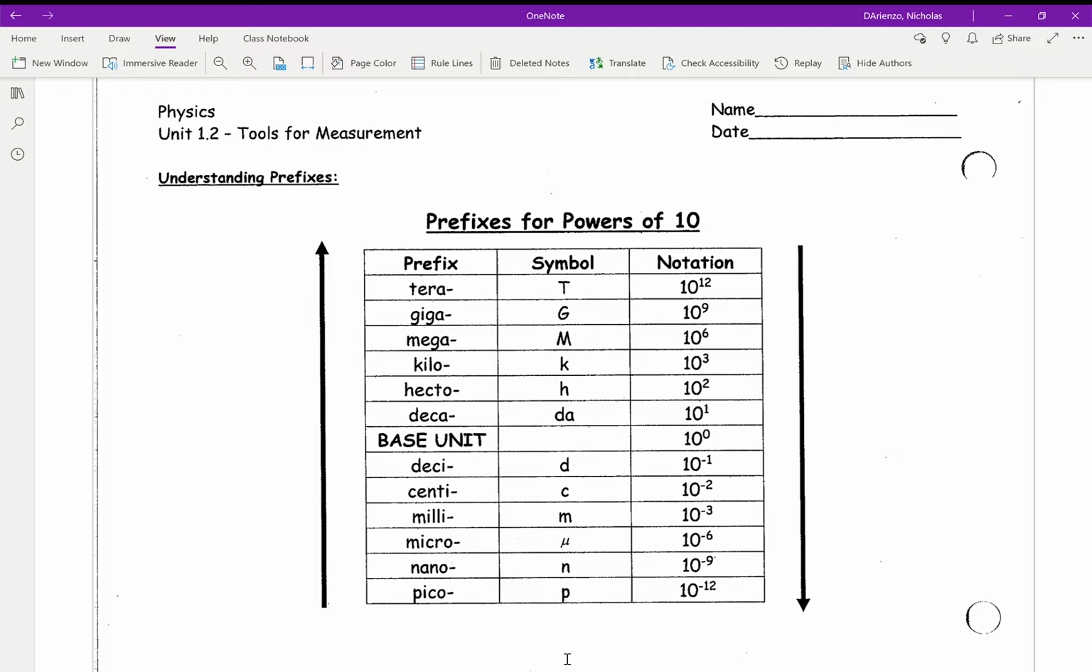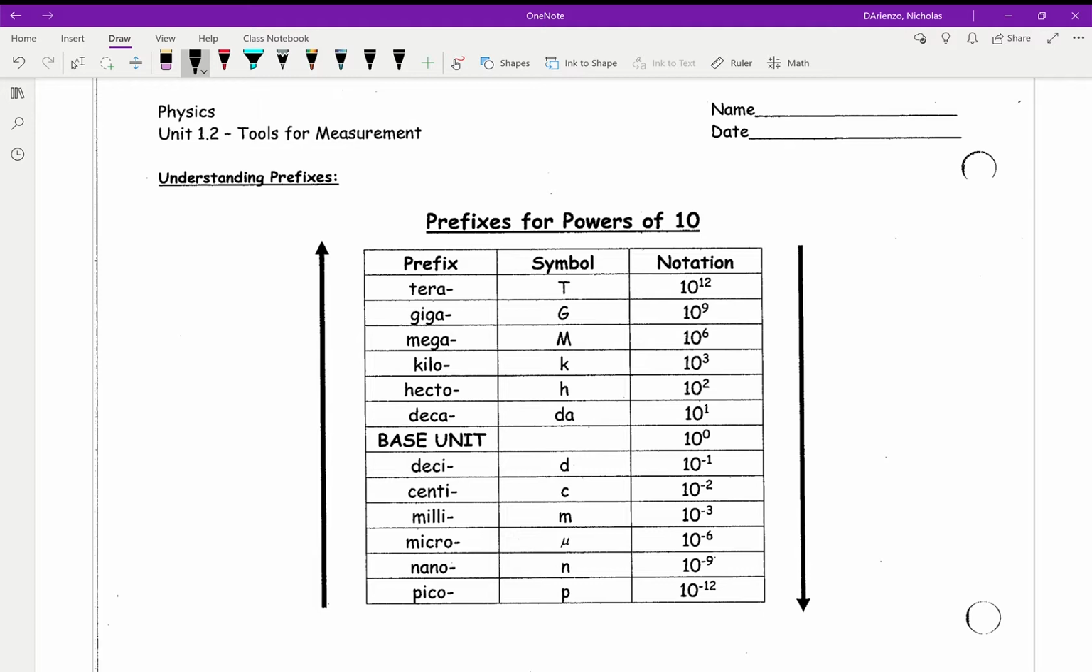But to review from what we did yesterday with our lesson on units, we have here the prefix table for powers of 10. And I want to put two little notations on here that can be used as a reference for doing simple unit conversions in the metric system. On either side of this table, we have two different arrows, one pointing up, one pointing down.